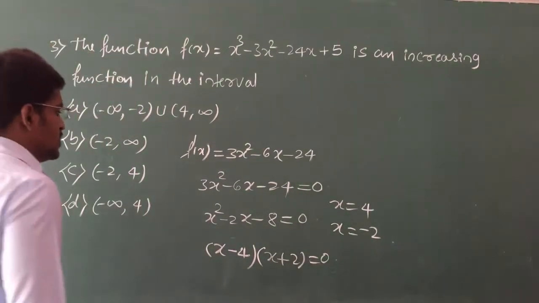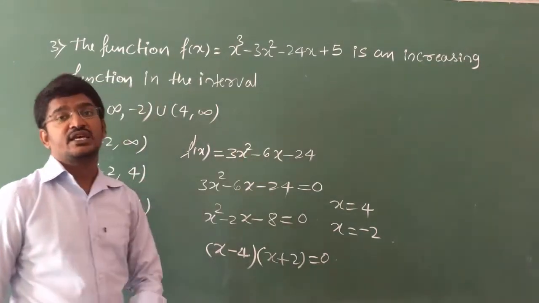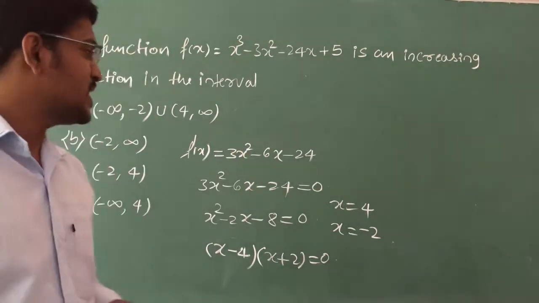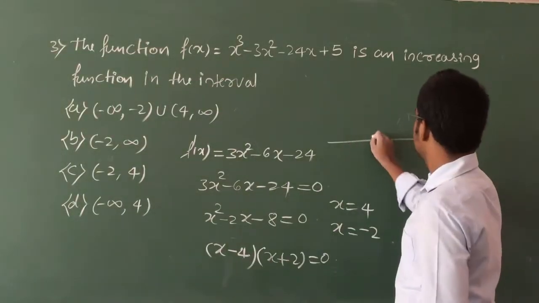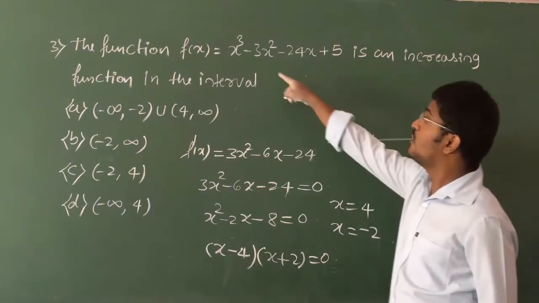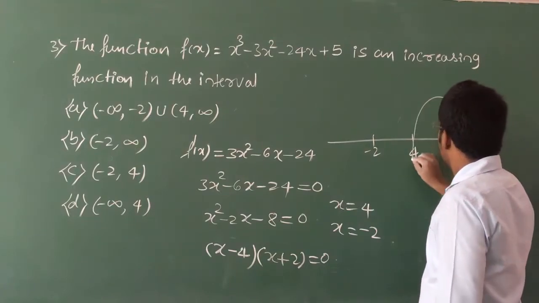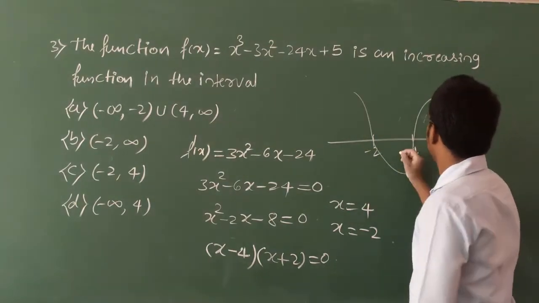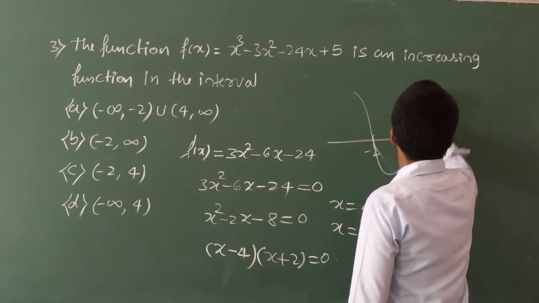From this you can calculate where it is increasing. So how to calculate? Draw the wavy curve method. This is minus 2, this is plus 4. Function is already positive, no problem. So if I draw the curve, it will be like this.